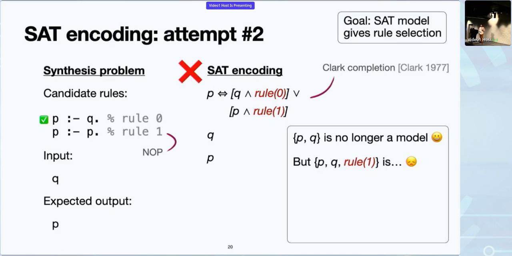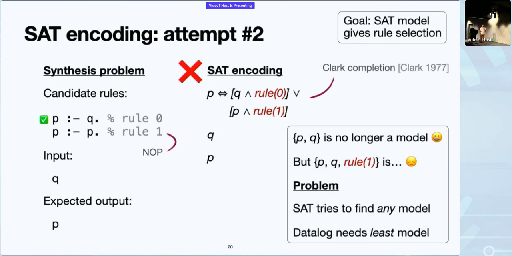The problem is that the set P, Q, and rule 1 is a model. And this is despite the fact that we said that any valid row selection needs to include rule 0 in it. And so what's going on here? What's the problem? Well, fundamentally, the problem is that SAT is trying to find any model, but Datalog needs a least model. So there's a basic disconnect that seems to be happening here.